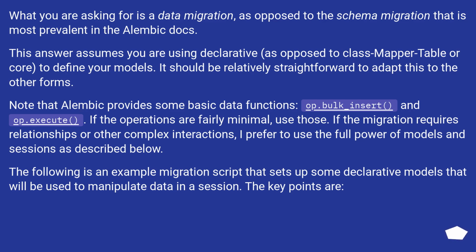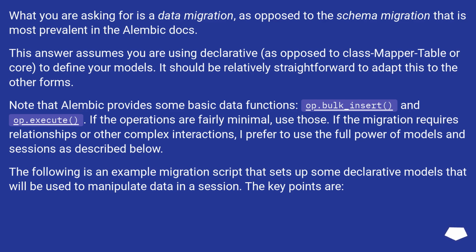Note that Alembic provides some basic data functions, op.bulk_insert and op.execute. If the operations are fairly minimal, use those. If the migration requires relationships or other complex interactions, I prefer to use the full power of models and sessions as described below. The following is an example migration script that sets up some declarative models that will be used to manipulate data in a session.